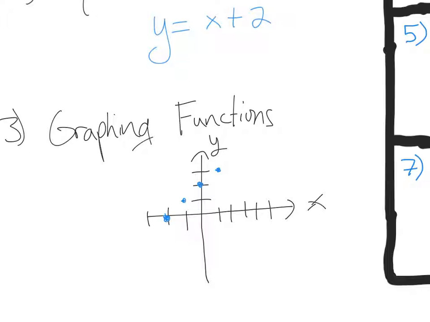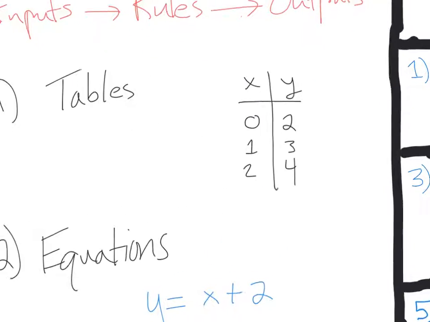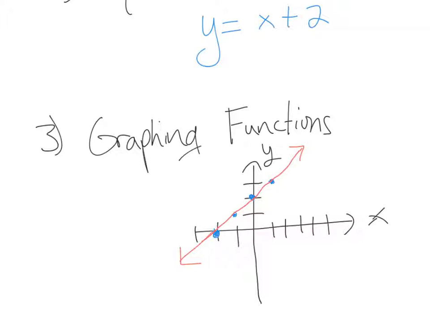Pretty much it would be a straight line. This is a linear function. It creates a line, and you could do that forever in both directions. So there you go. You've got three ways of representing functions: tables, equations, and graphs.